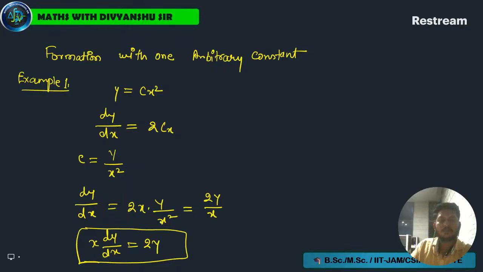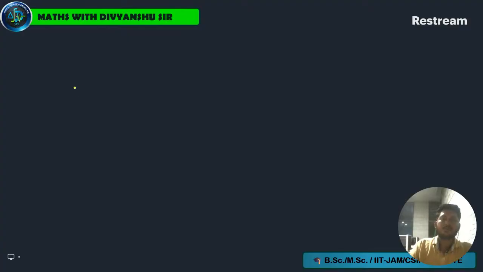Now I have taken only one arbitrary constant. So in the next example, take two arbitrary constants. Okay, formation with two arbitrary constants. So here in the next example, I will take the formation with two arbitrary constants.